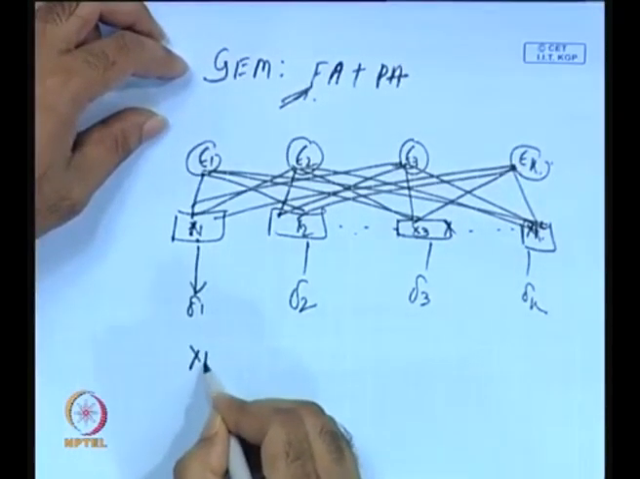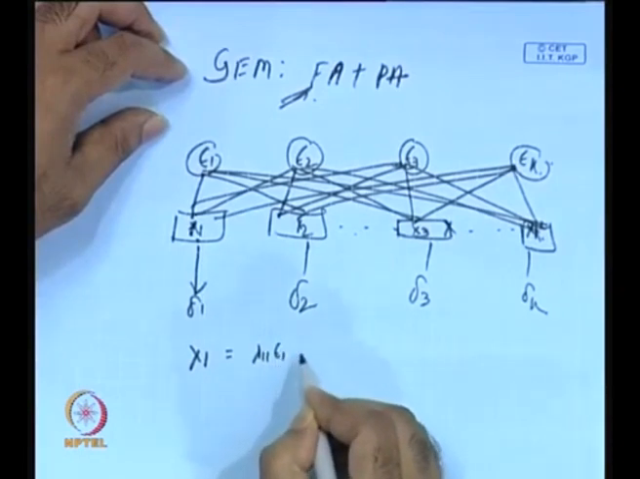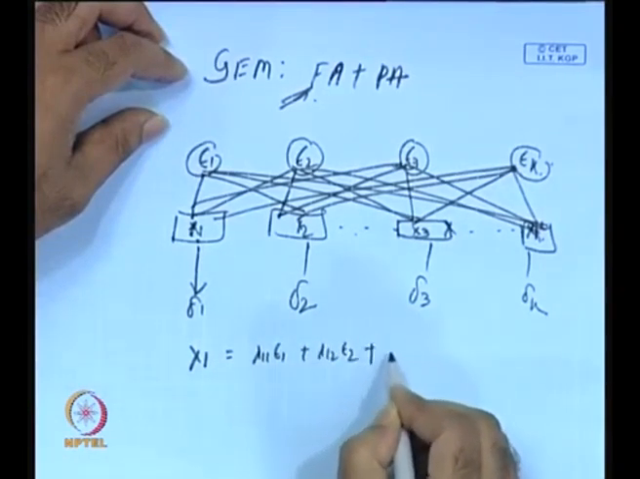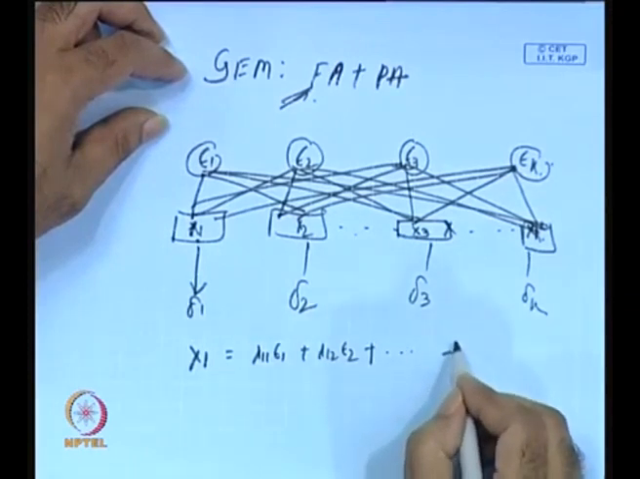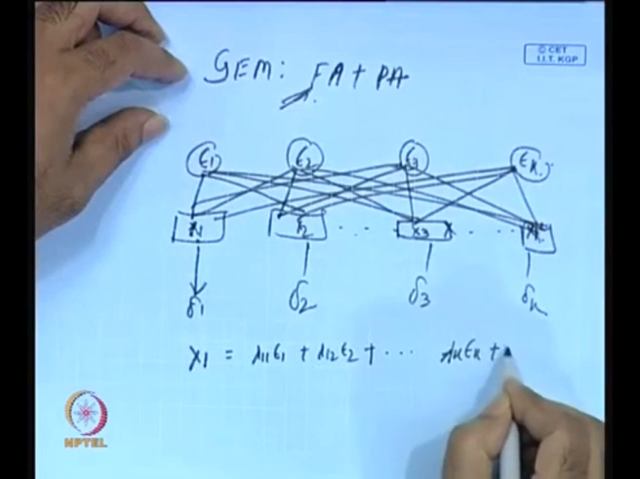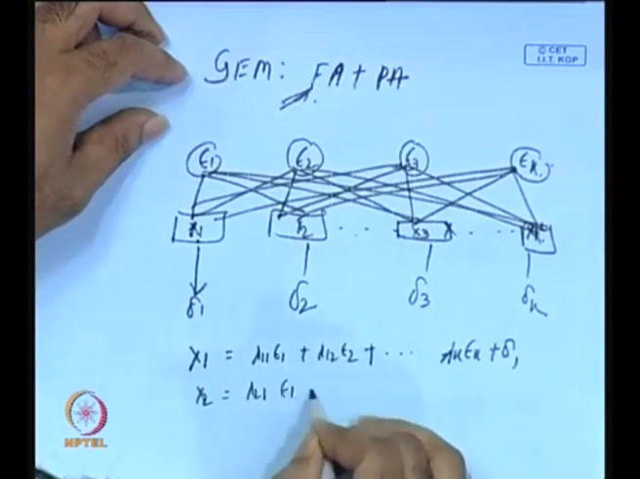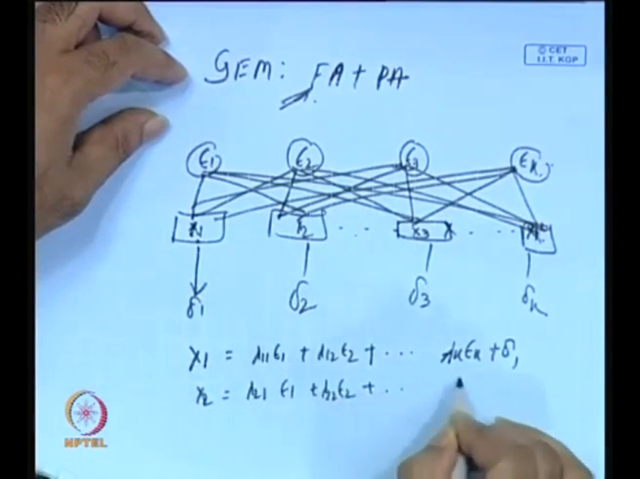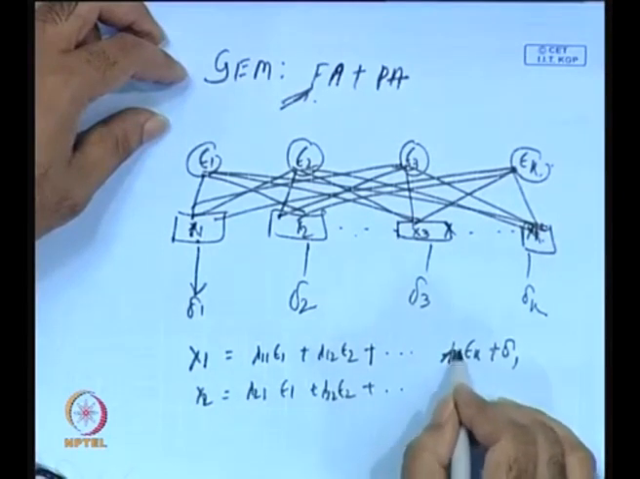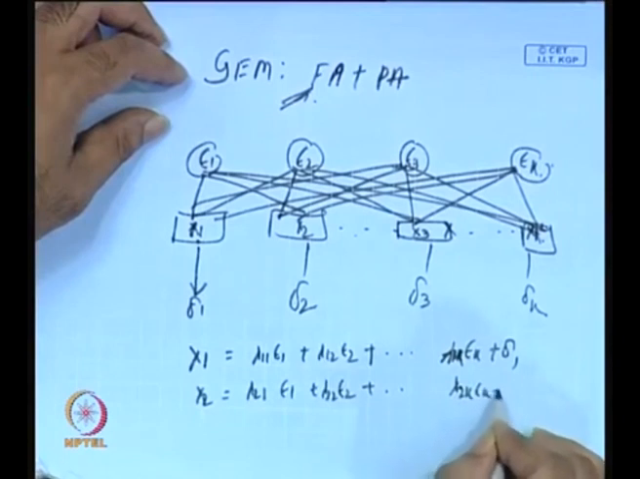Latent variables means you have to find a new form of the variables. You have to create a set of variables which are linear combinations of the original variables, so of course we have to assign some weightage. Let me show how the weightage can be considered. Let's say x1 is equal to lambda 1 1 epsilon 1 plus lambda 1 2 epsilon 2 plus, continuing, lambda 1 k epsilon k plus delta 1. Similarly, x2 equals lambda 2 1 epsilon 1 plus lambda 2 2 epsilon 2, continuing up to lambda 2 k epsilon k plus delta 2.